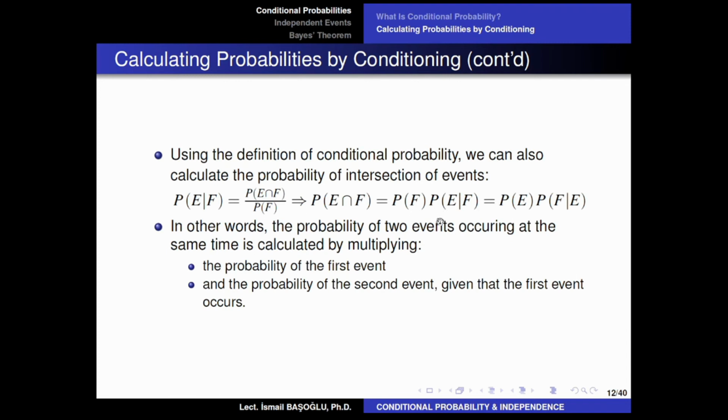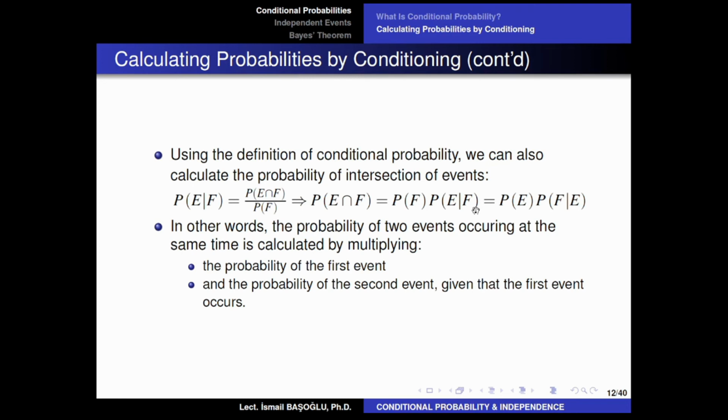So let's just assume that F is the event that occurs first over the timeline. When we observe these events, we first observe whether F has occurred or not. Then after F has occurred, we observe whether E has occurred or not. So the probability of these two events happening together is the probability of the first event times the probability of the second event given that the first event occurs. We calculate the probability of the first event and chain it with the probability of the second event, assuming that the first event has already occurred.